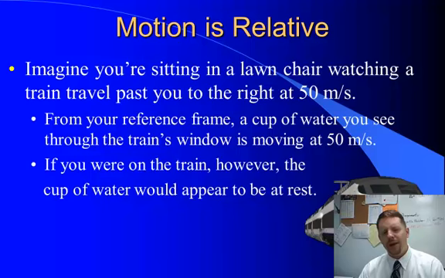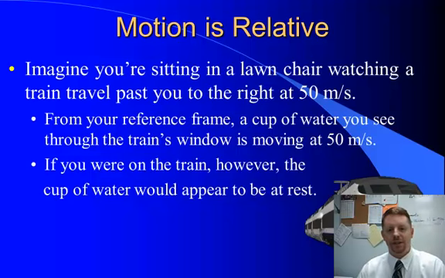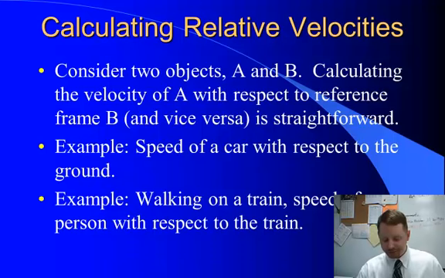If you were on the train, however, sitting at that table, it would look to you like that glass of water is remaining stationary. On the other hand, imagine you're on the train staring at that poor guy sitting out on the lawn chair watching the train go by. From your perspective, that cup of water is stationary, but that person on the lawn chair is traveling 50 meters per second in the opposite direction, to the left. So really, it depends on your frame of reference. That's what's meant by motion is relative.